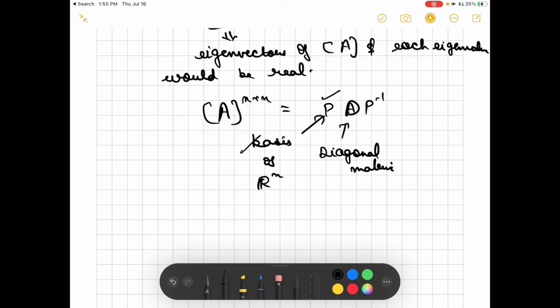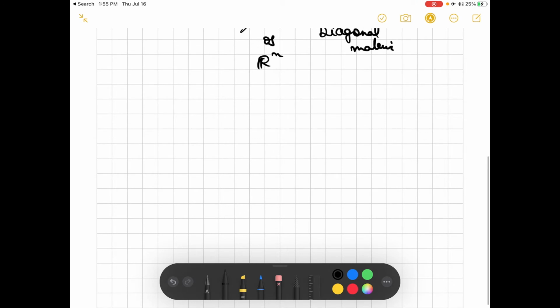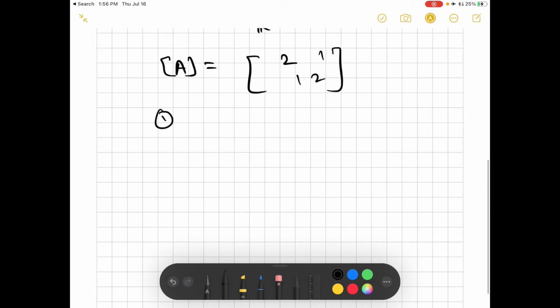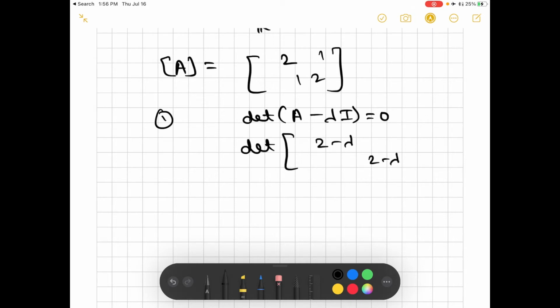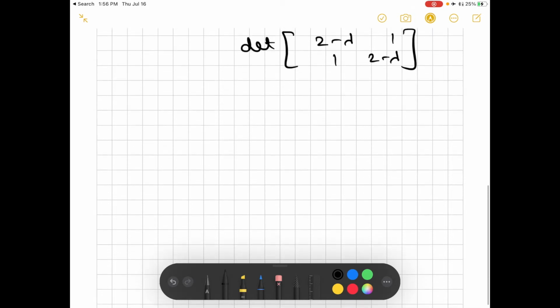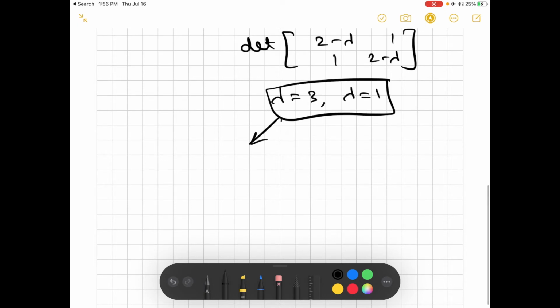So let us look into one specific example of what these diagonal elements would look like. If A is given to be 2, 1, 1, 2, you clearly see that this is symmetric. The first step is the calculation of its eigenvalues, which can be simply calculated as determinant of A minus lambda I equal to 0, which can be written as determinant of 2 minus lambda, 1, 1, 2 minus lambda. When we solve it, we get lambda equal to 3 and lambda equal to 1. Now corresponding to lambda equal to 3 and lambda equal to 1, we will calculate their corresponding eigenspaces, or what we call eigenvectors.